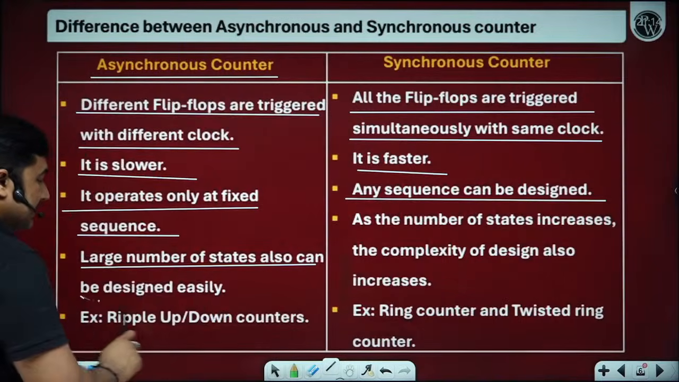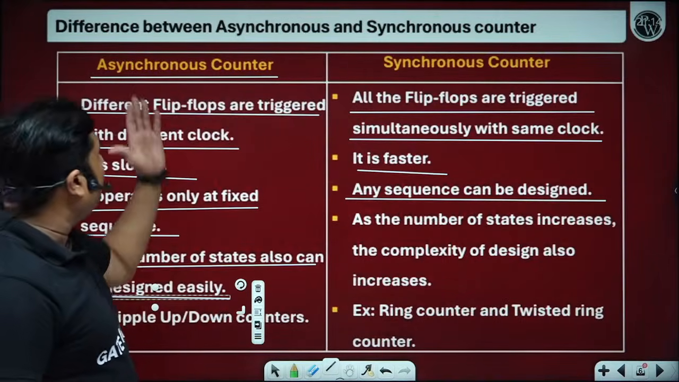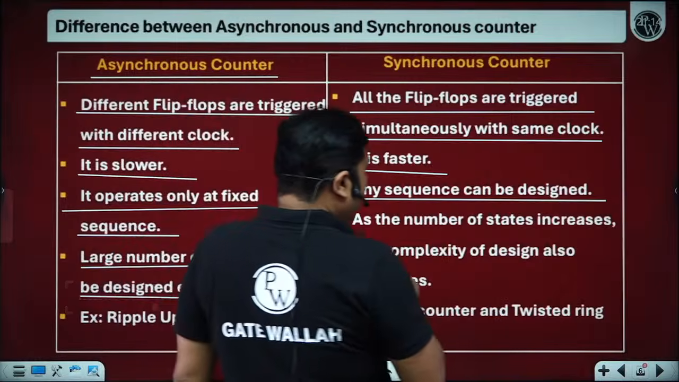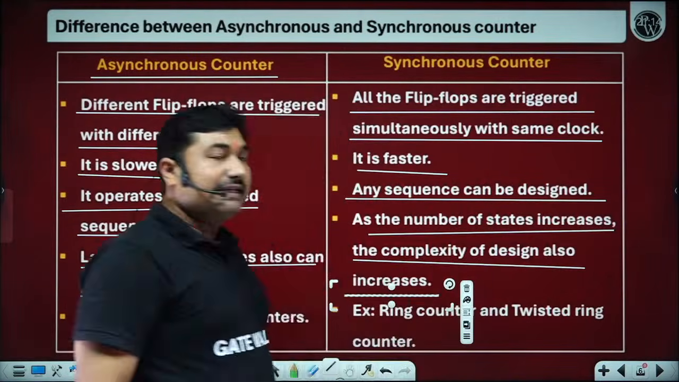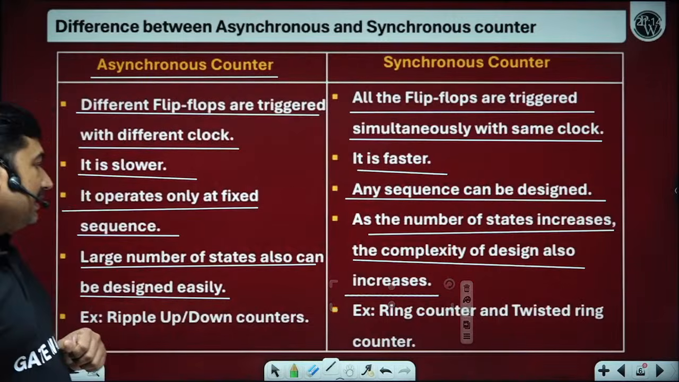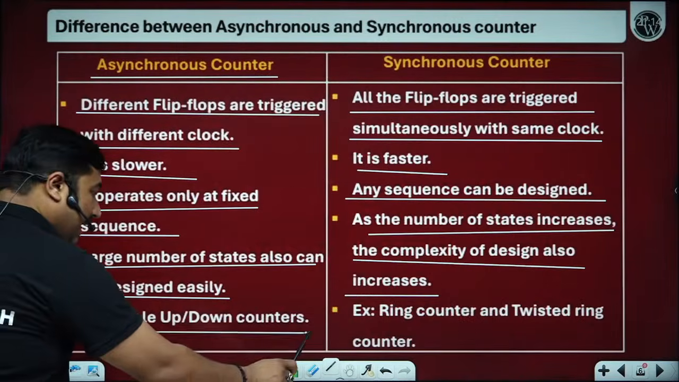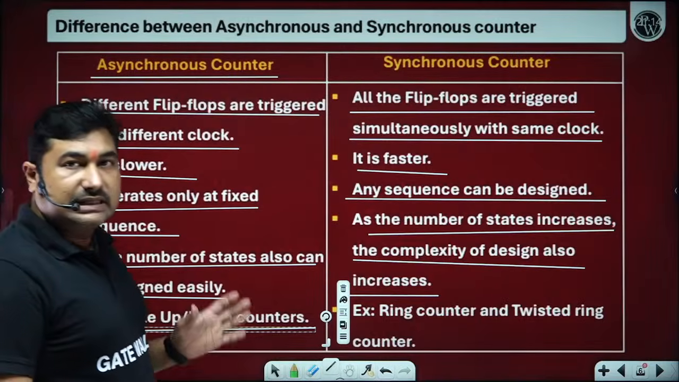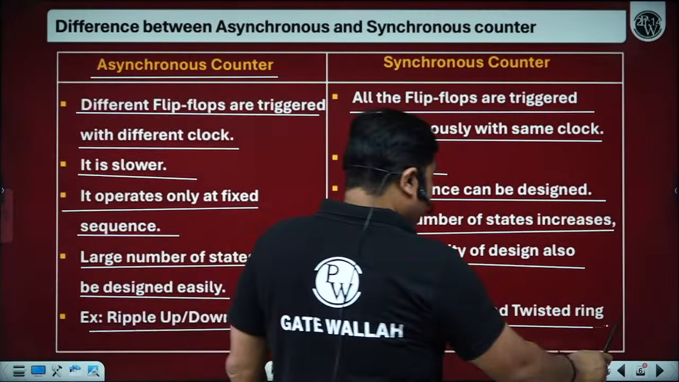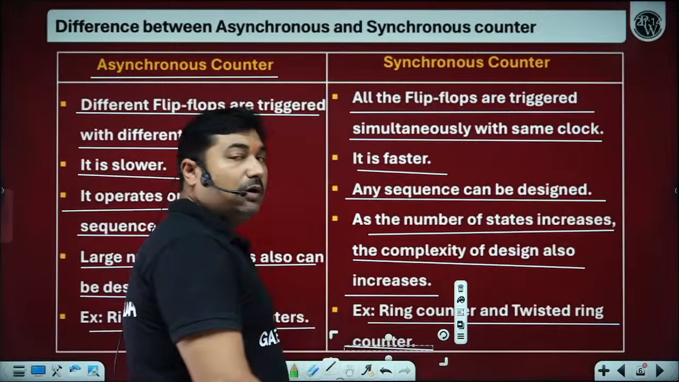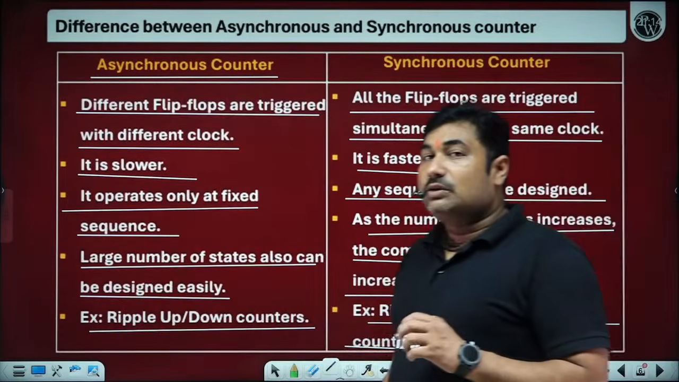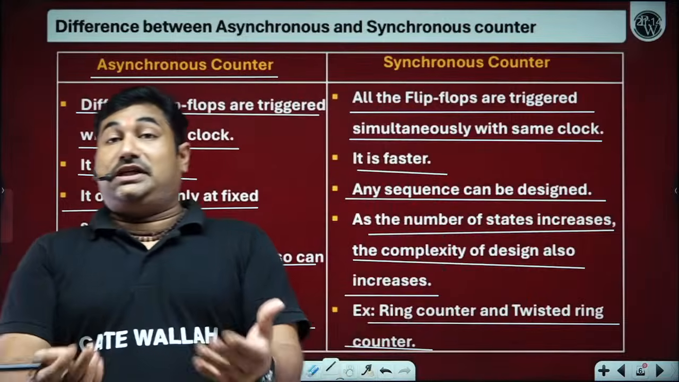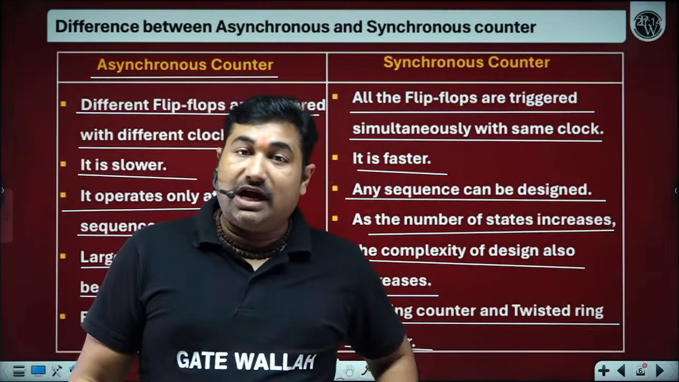A large number of states can be designed easily in asynchronous counters. However, a large number of states increases the complexity in the design of synchronous counters. Ripple up and down counters are examples of asynchronous counters. However, ring counters and twisted counters are examples of synchronous counters. Now let's try to understand how they are designed and how they work.